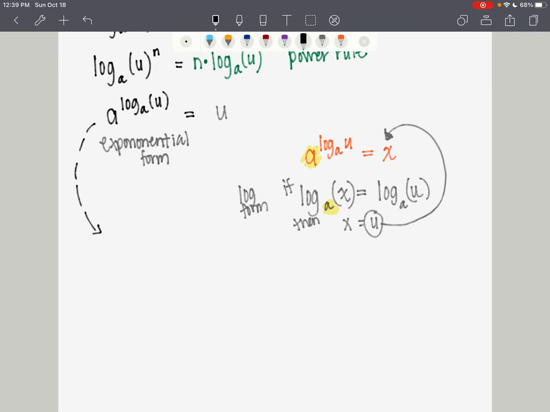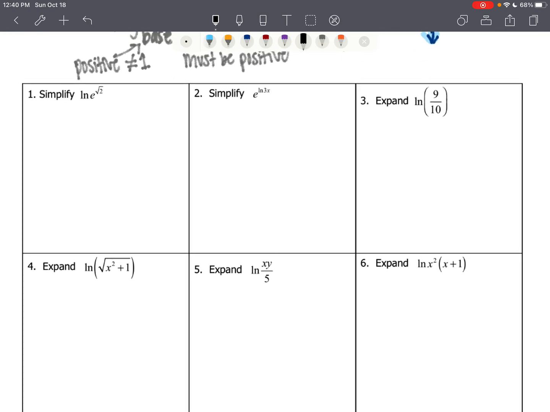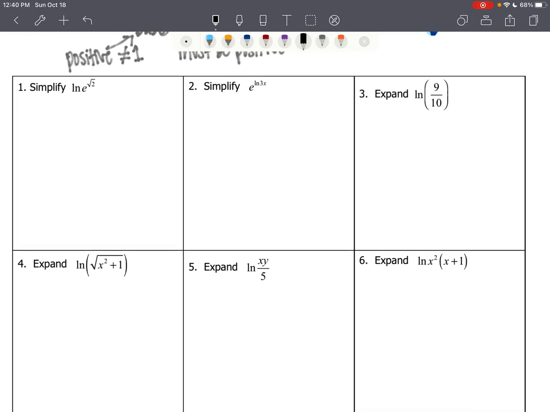Be careful though, because if I have a raised to the 2 log base a of u, that is not just u. That is equal to u squared. And that's because this 2 would have to become an exponent so that you have a coefficient of 1 in front of your logarithm. Okay, now that we've quickly reviewed our properties of logarithms, let's see if we can simplify, expand, and condense logarithms.